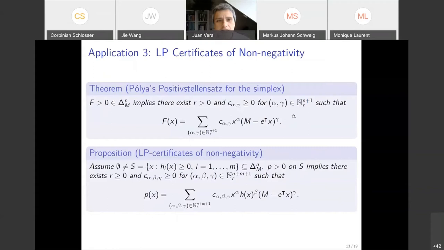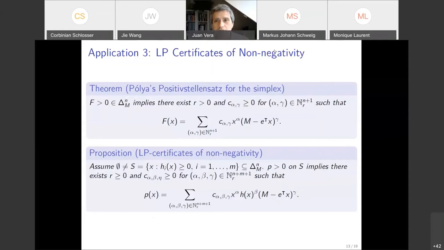What it says is that my polynomial I can write in this format, where these C are non-negative coefficients, and then I have monomials on the x's and on the constraint N minus e transpose x. So this is just equivalent to Polya. I don't have a denominator because I'm using it for the simplex. If I were using it for the non-negative orthant, there would be a denominator, but these are just equivalent versions. If I use this certificate of non-negativity for the simplex, then by applying the main theorem, we get this certificate of non-negativity for any semi-algebraic set.